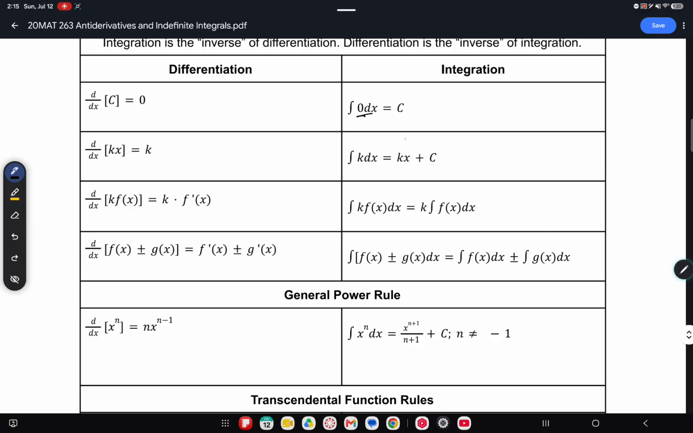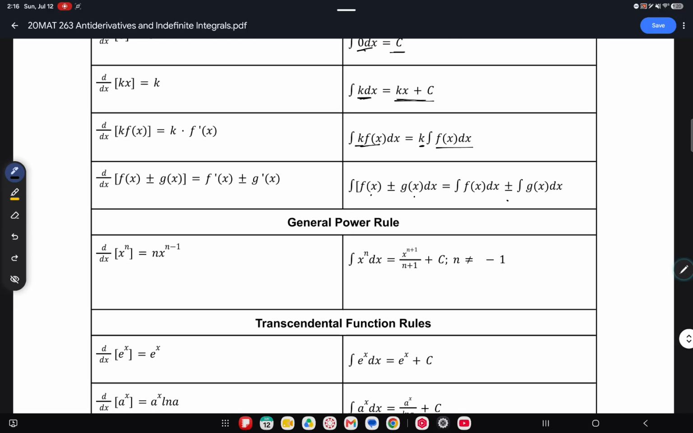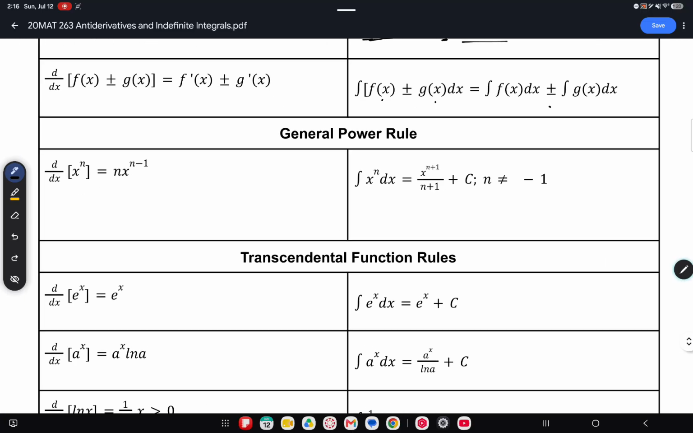If we have 0, then the integral is just c. If we have just a constant, then we're going to have kx and then plus c. If we have a constant times a function, we can pull the constant out and then integrate. And if we have more than one function that is just added or subtracted, we can separate the integral and add or subtract based off of what operation is there. And we have a general power rule.